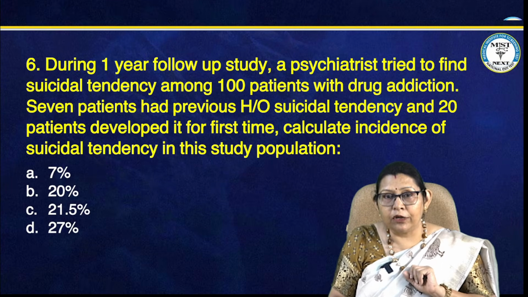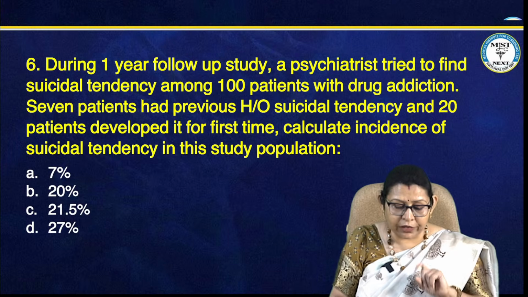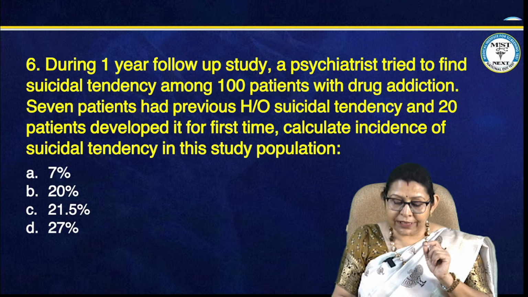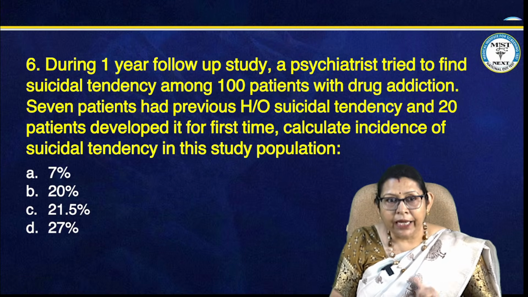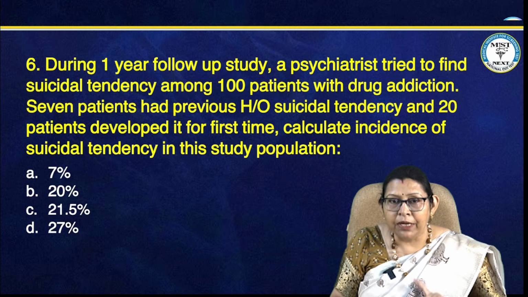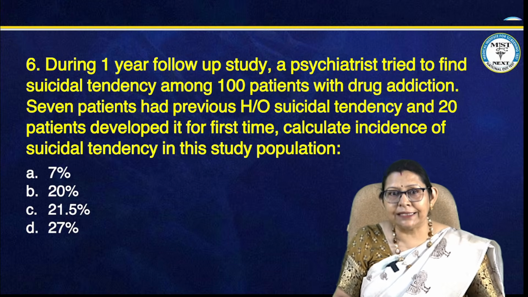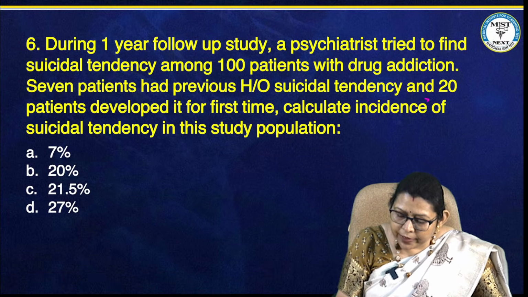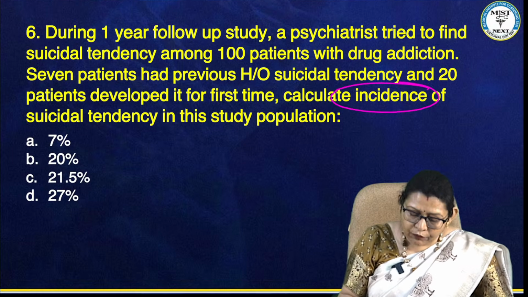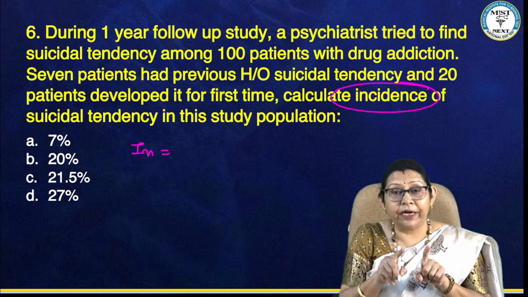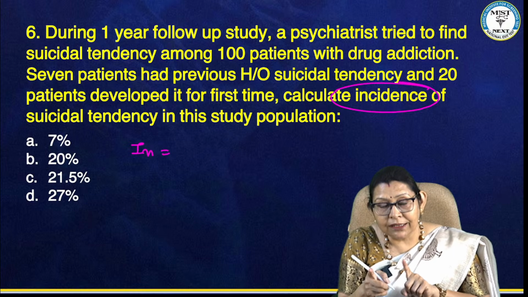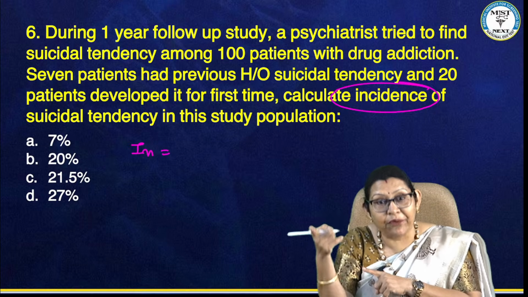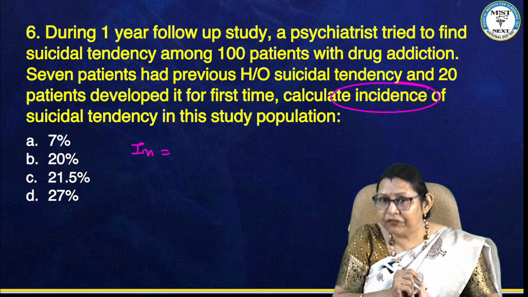So during a 1 year follow-up study, a psychiatrist tried to find out the suicidal tendency among 100 patients with drug addiction. 7 patients had a previous history of suicidal tendency and 20 patients developed it for the first time. Calculate the incidence of the suicidal tendency in this study population. So here what they are trying to ask is the incidence. Now what we know, incidence is defined as the new cases per thousand population at risk.